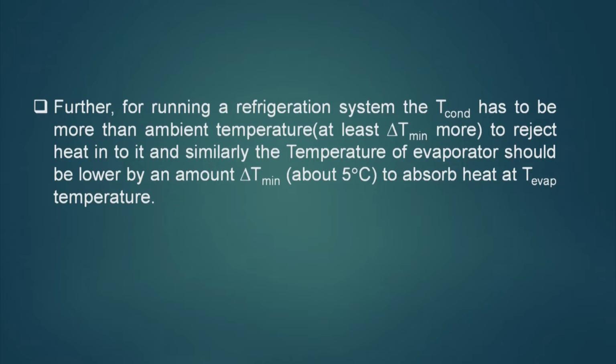Similarly, in an evaporator we suck heat. So, the fluid which will suck heat in the evaporator has to be at least 5 degree less than the evaporator temperature. So, we have to bring down the temperature of the fluid to such a level that it is about 5 degree less than the temperature of the evaporator, and accordingly the compression ratio has to be fixed.